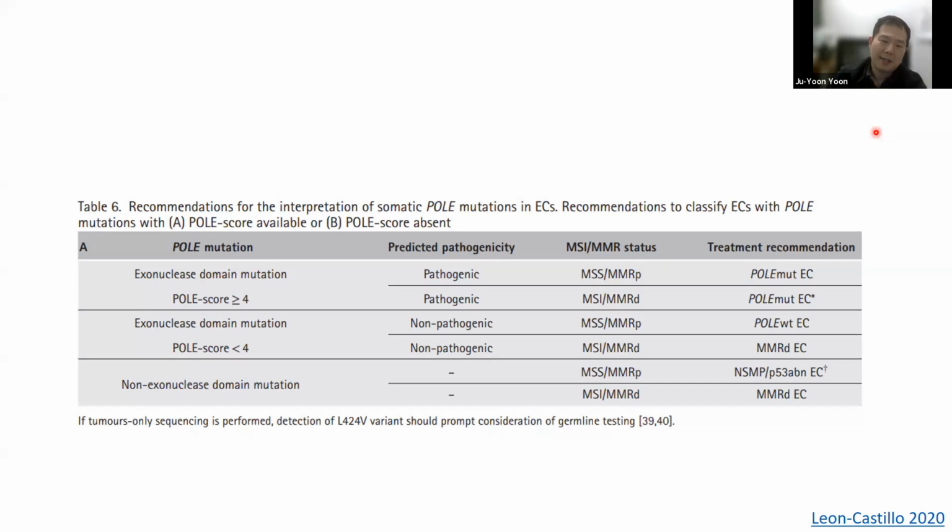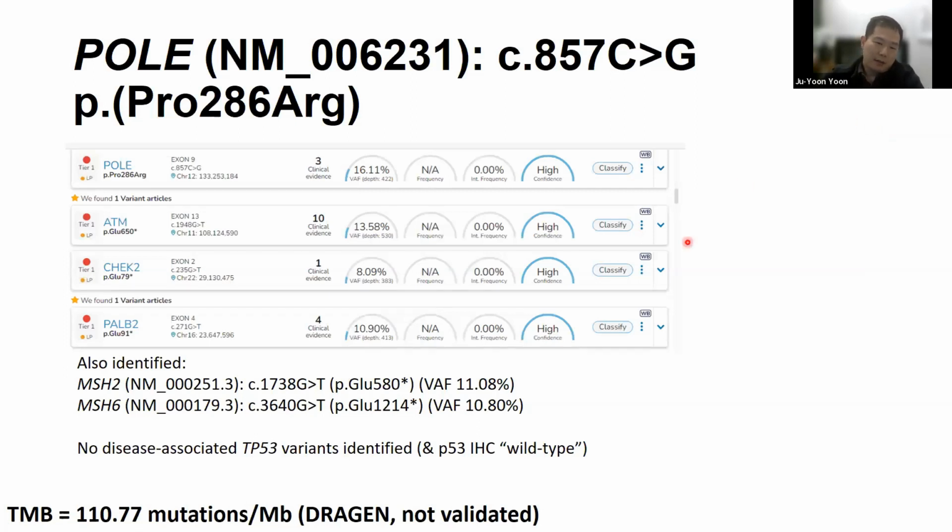But the trouble is that, if you're just doing very pointed sequencing of the exonuclease domain, you don't have much in terms of genomic features. And so this case on my panel had a tumor mutation burden of 110.77 mutations per megabase. This is on the drug enrichment pipeline. It's not a validated function, but certainly seeing something like this is very comforting in the sense that it's above 100, right? So that's usually kind of the threshold that a lot of people use to call something ultra-mutated versus hypermutated. And it certainly does fit with POLE.